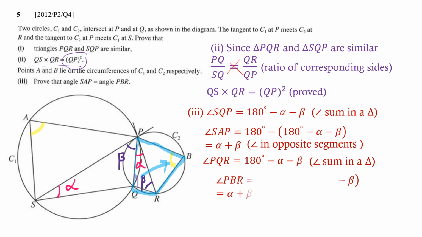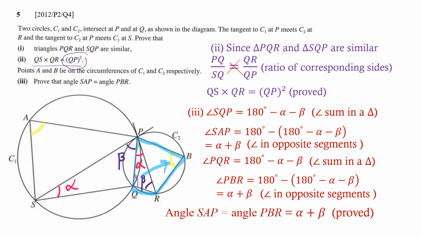Okay, to get alpha plus beta as well. So now we can conclude that angle SAP is equal to PBR, which is equal to alpha plus beta.